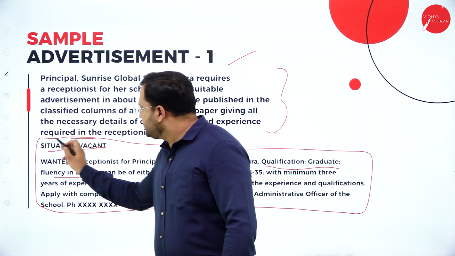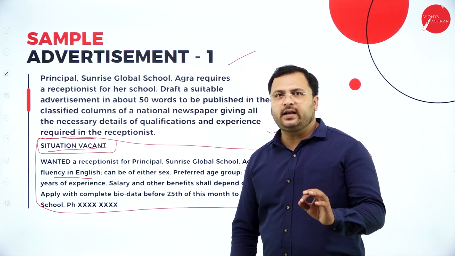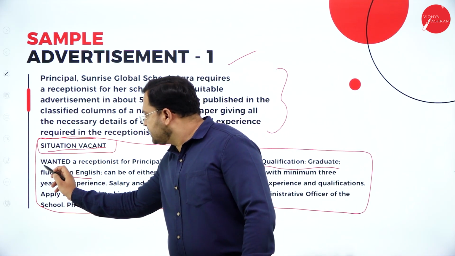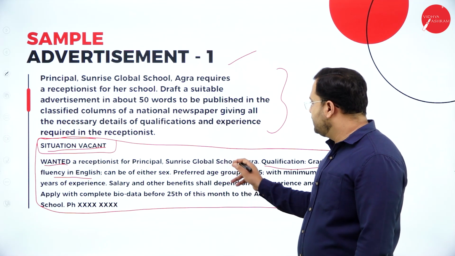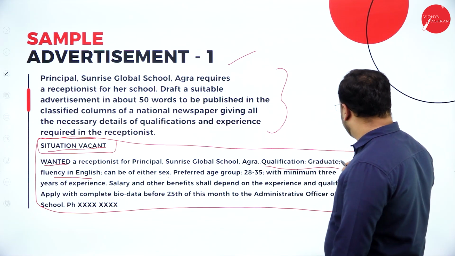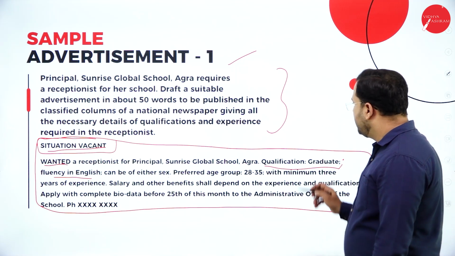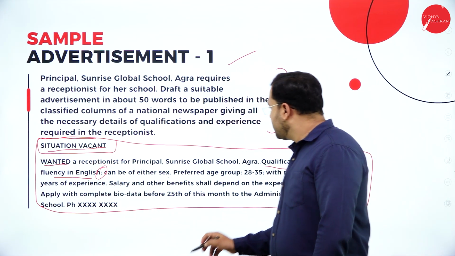And when you write this, you should keep in mind that all these letters are in capital. And you have to highlight this. Wanted receptionist for principal, Sunrise Global School, Agra, full stop. Qualification, graduate. Then other quality, you have to be careful with the other qualification. Graduate, fluency in English. Observe this punctuation mark.